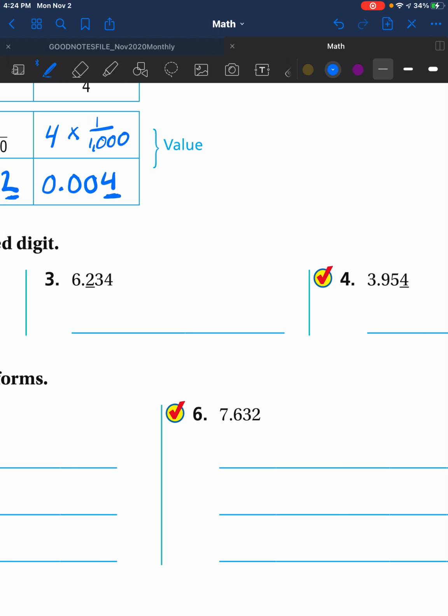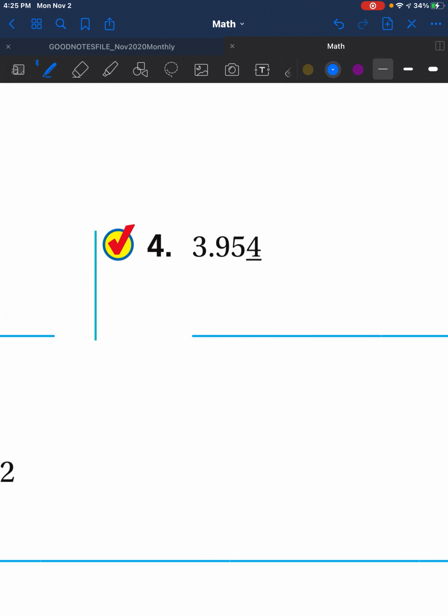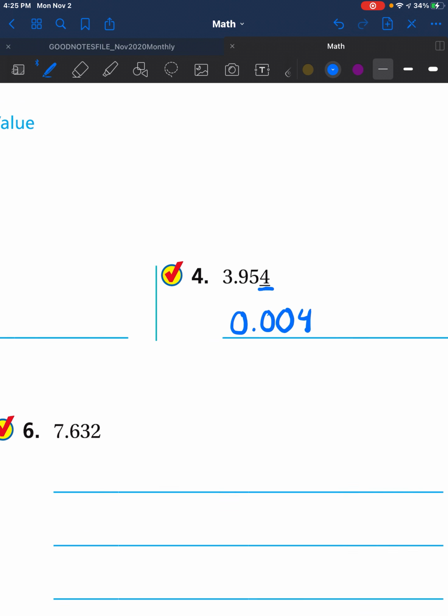The next one is 6 and 234 thousandths. This time the 2 is underlined, and that one is in the tenths place value. So the value of that digit would not be 6.2, it would just be 0.2, because we're just saying the value of the underlined digit. The next one, 3 and 954 thousandths, the 4 is underlined. That is in the thousandths position. So all the other positions become zeros, and the 4 stays in the third place after the decimal.